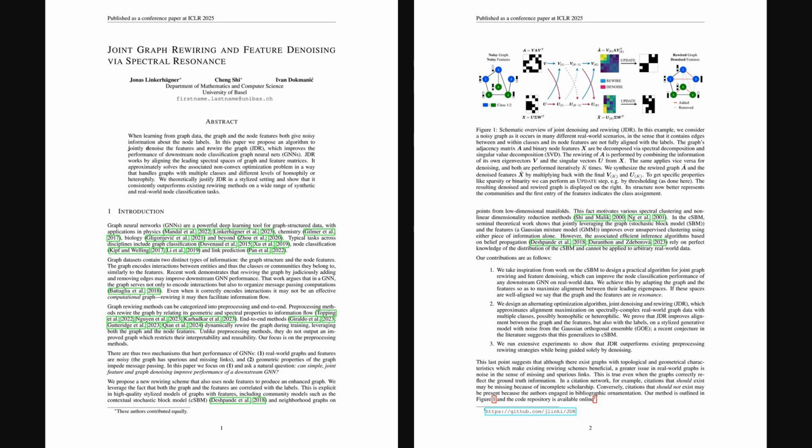Wrapping up, the core idea here is that by jointly denoising graph structure and node features, guided by this principle of spectral resonance, JDR significantly cleans up the data. And as we saw across many experiments, this leads to consistently better performance for downstream GNNs on various tasks and graph types. It really suggests tackling noise directly is crucial.